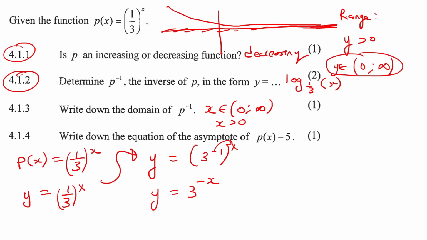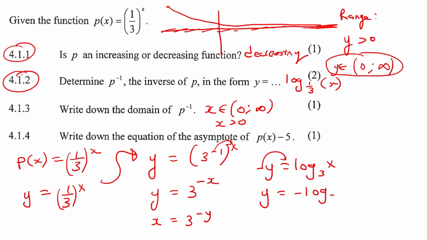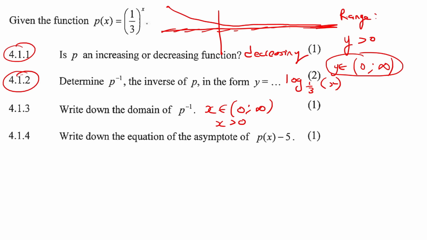And then they go do the whole switch x and y around. And then they end up with minus y equals log base 3 of x. And then they just put the negative on the other side, and they end up with that. So this is the same as that. So you are welcome to do it that way as well. And that was for this question, okay?